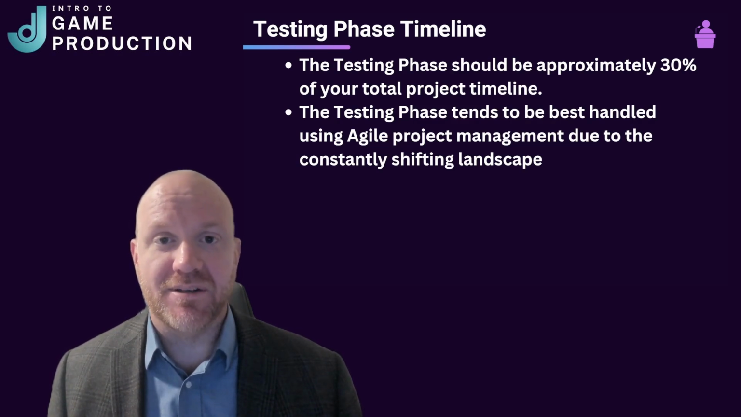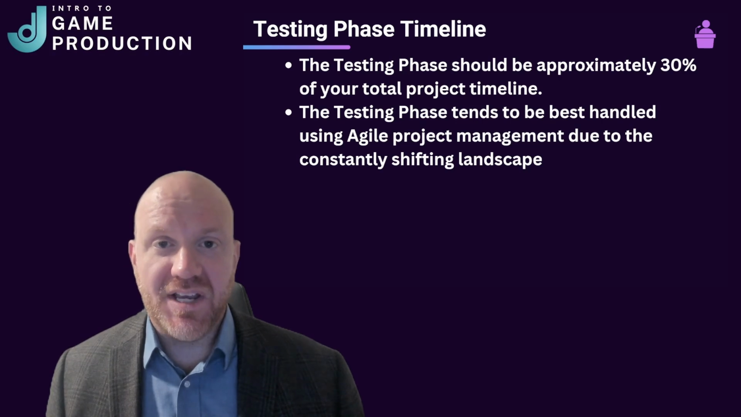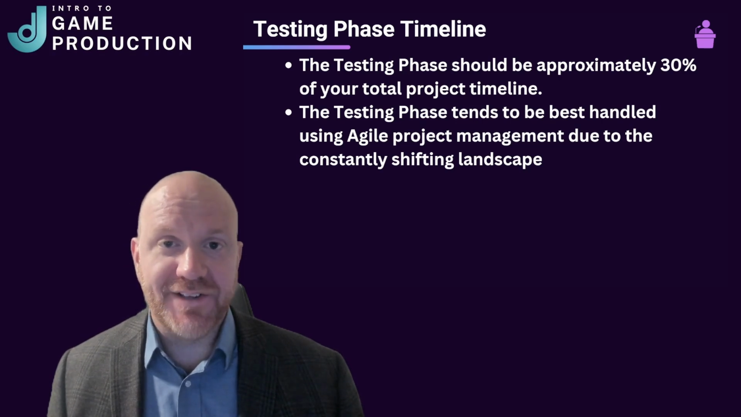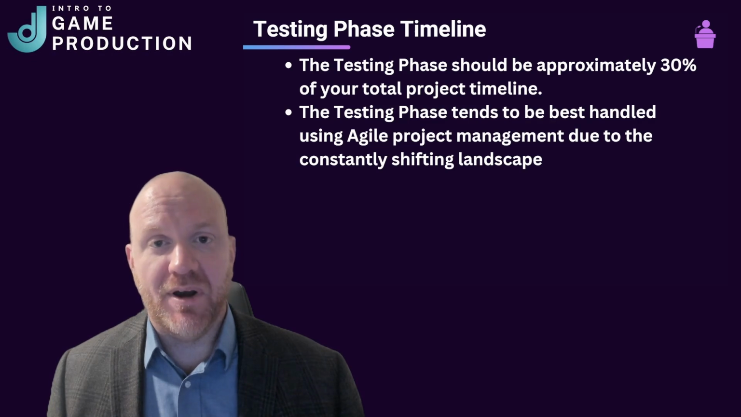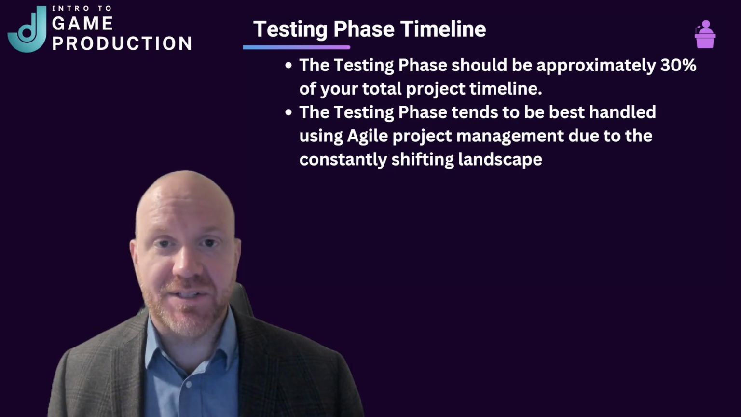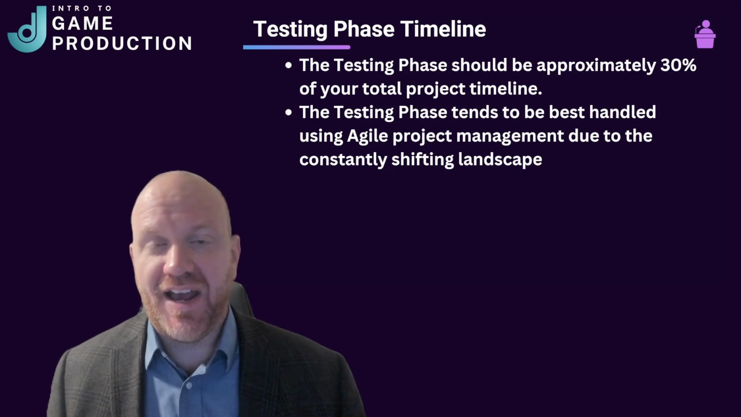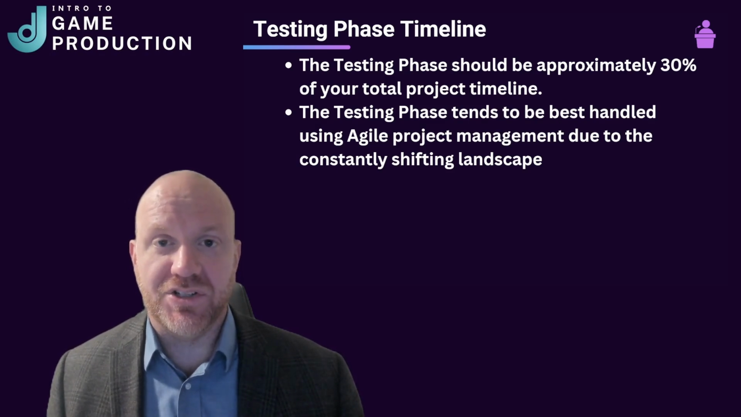And like I said earlier, the testing phase is best handled using agile project management methods due to the constantly shifting landscape of the project. Your QA testers and beta testers are going to be constantly reporting bugs, and the game is going to be getting regular updates. And because of this, it's usually good to have sprint meetings that the team regularly attends so that you can get constant updates and constant communication to the team.